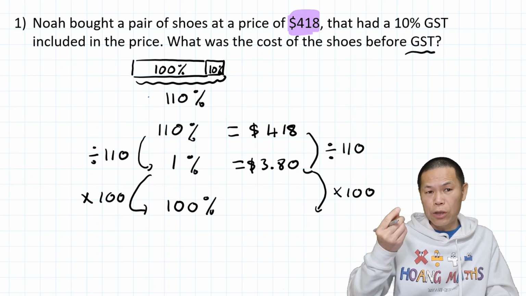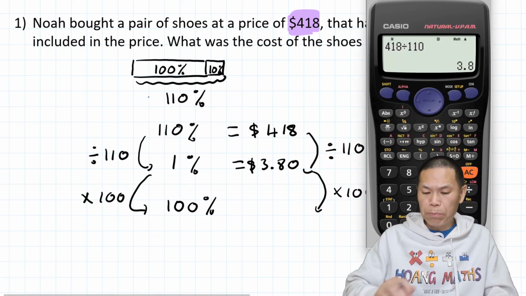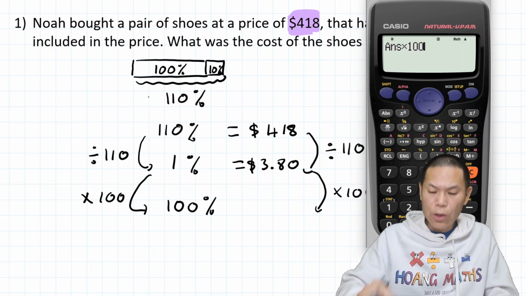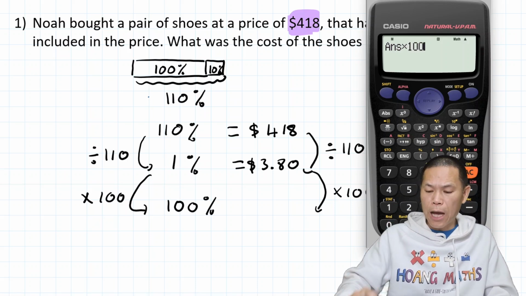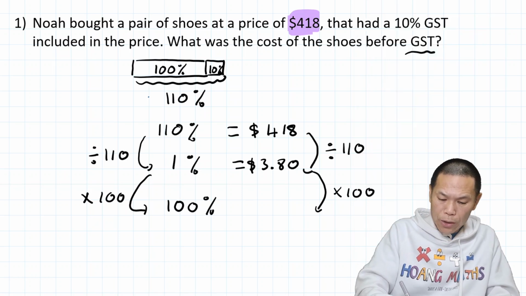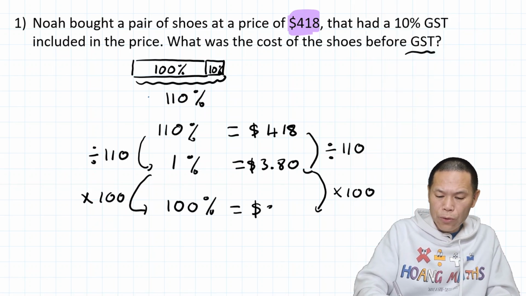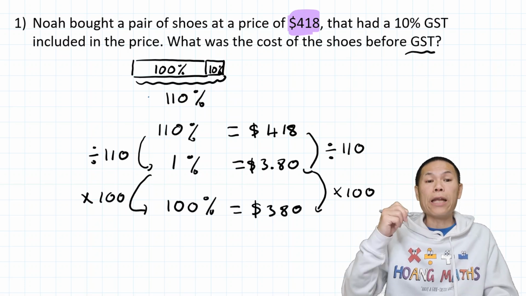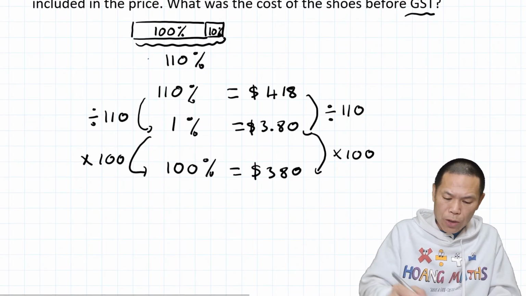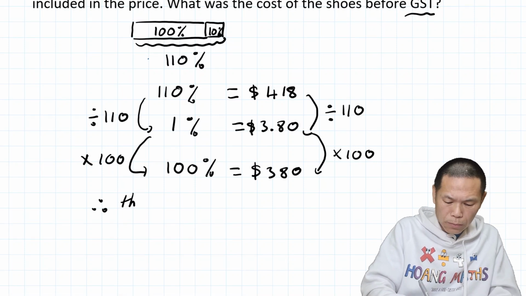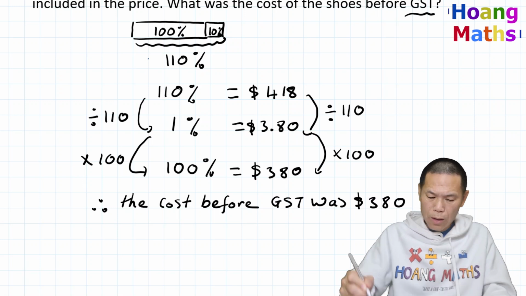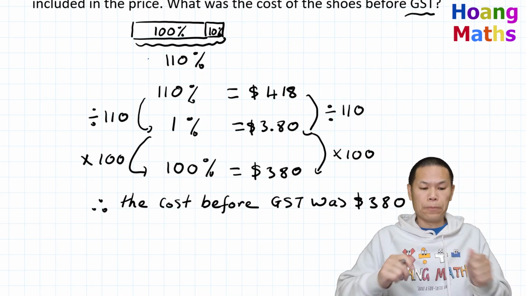So that means 380. Let me just put it on a calculator. I can simply answer times 100, so that is 3.8 times 100. So it gives me 380. So there you go. That is equal to 380. So that is the price before GST. So let me just write that down. So therefore, there you go.